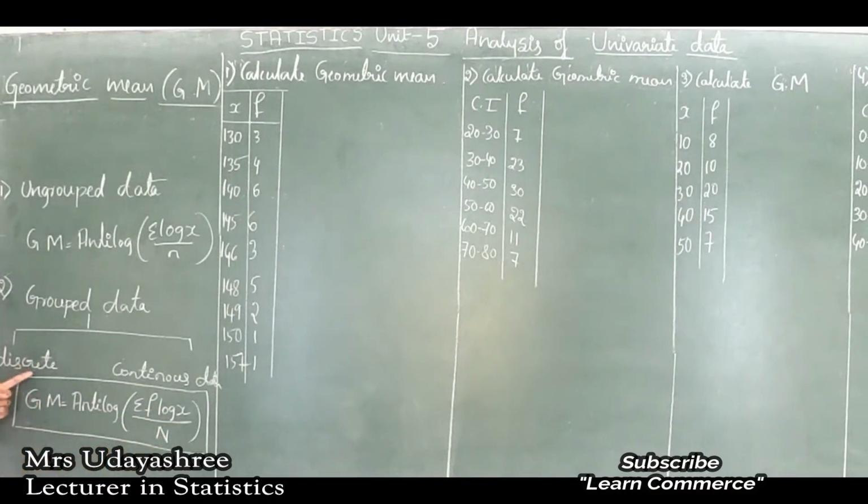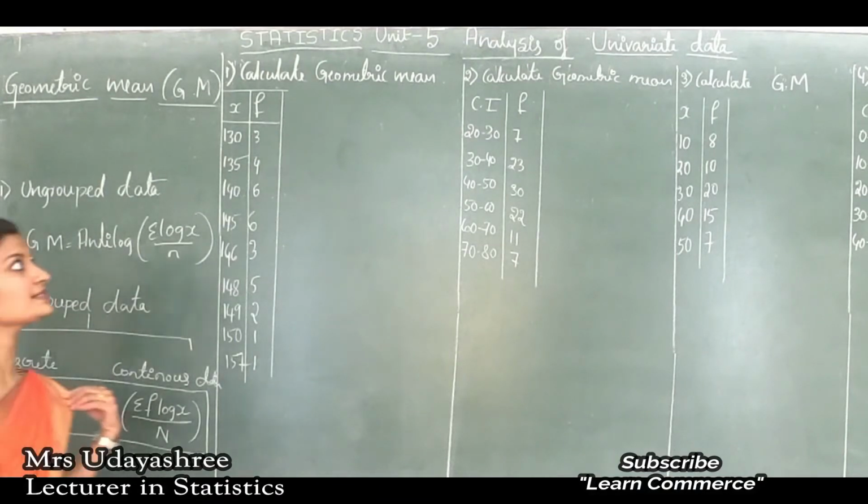In case of discrete data, f is the frequency, x is the value of observations, and capital N is the total frequency. Like that, in case of continuous data, f is the frequency, x is the midpoint of the class interval, and capital N is the total frequency. Let's start problem number 1.